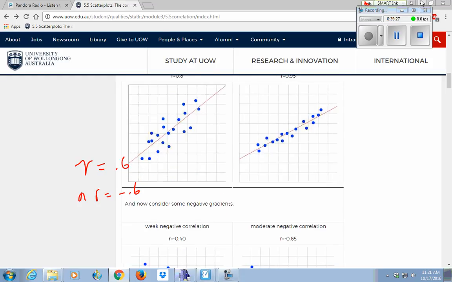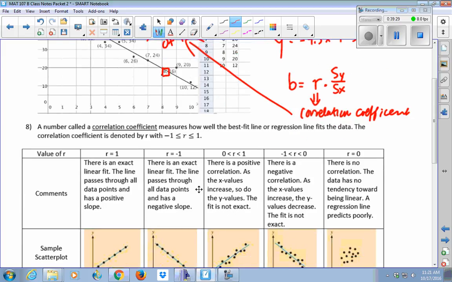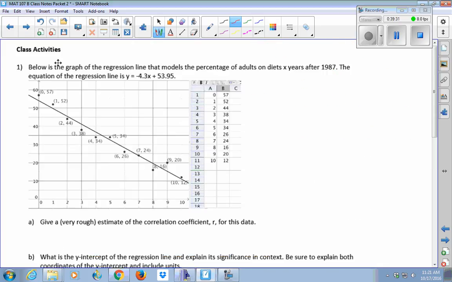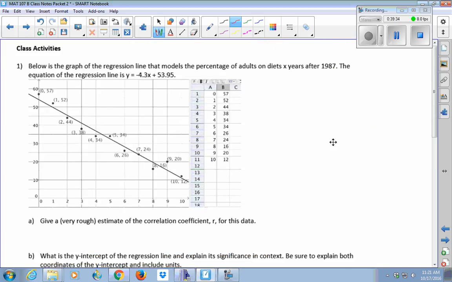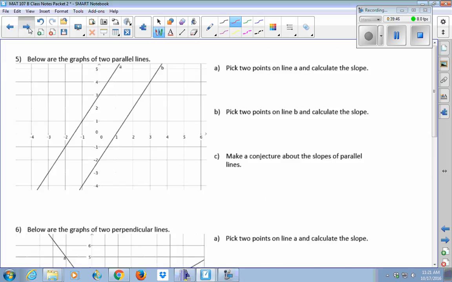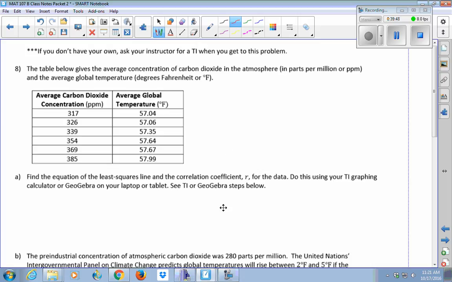All right, so I think that pretty much does it for what we need to do today. Your class activities will take you through lots of different things. I will stop you at 11:35 to ask you to start working on this carbon emissions data, using the directions for the calculator to find the line of best fit and going through the steps in your calculator.